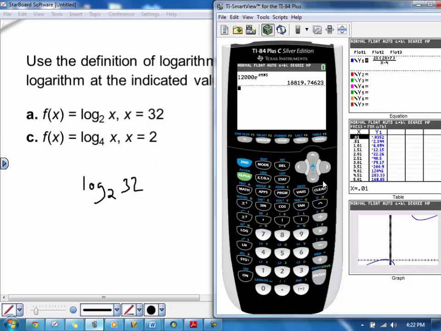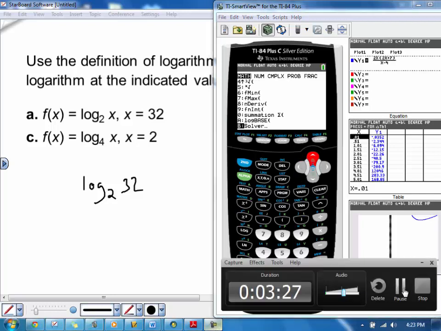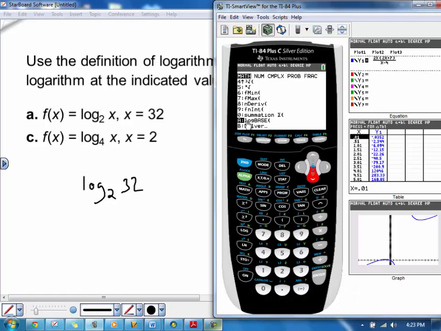So log base 2, if you go to math, just under math, if you scroll down to the bottom, it says log base. If you hit that, it'll allow you to fill in the base, which is base 2 in this case, of 32, and it'll give us the answer for that, 5.